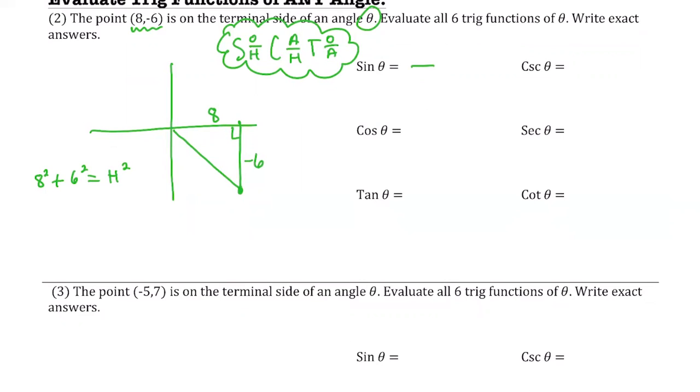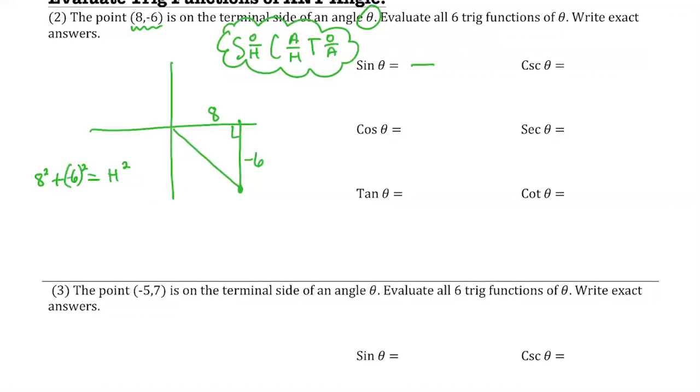So leg squared plus leg squared: 8 squared plus, technically it's -6 squared, but when you square any negative number, it's always going to turn out to be positive. So to solve for my hypotenuse, we really just have to add 36 and 64 together, and that's going to make 100. To finish solving for h, we would square root both sides. Typically, this would result in a positive and negative answer, but because we're working with a length, a hypotenuse is always going to end up being positive. So our hypotenuse is going to be 10.